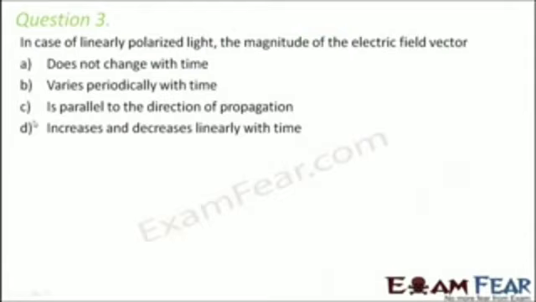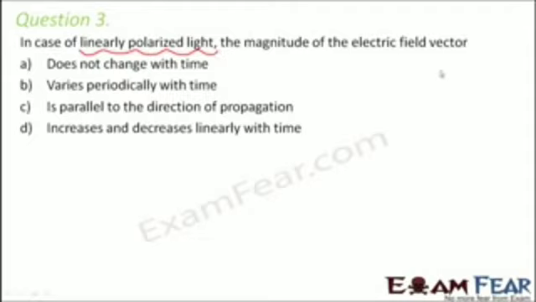Question number 3. In case of linearly polarized light, the magnitude of the electric field vector does not change with time, varies periodically with time, is parallel to the direction of propagation, increases and decreases linearly with time. So first of all, you have to understand what we mean by linearly polarized light. A linearly polarized light is always in the form of electromagnetic wave. And what happens to the magnitude of electric field vector in electromagnetic wave? Does it remain constant? No, it varies. And how does it vary? It varies periodically with time.